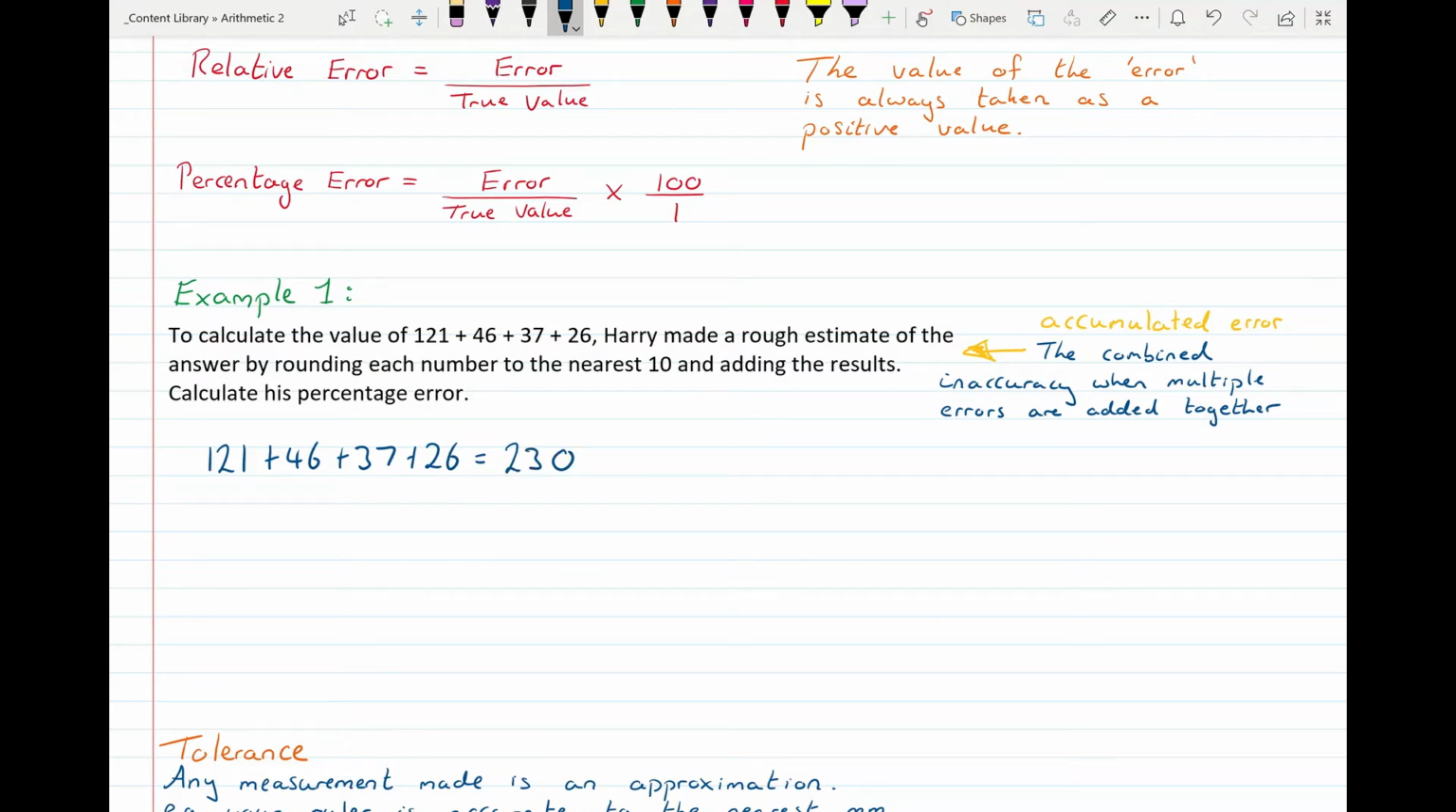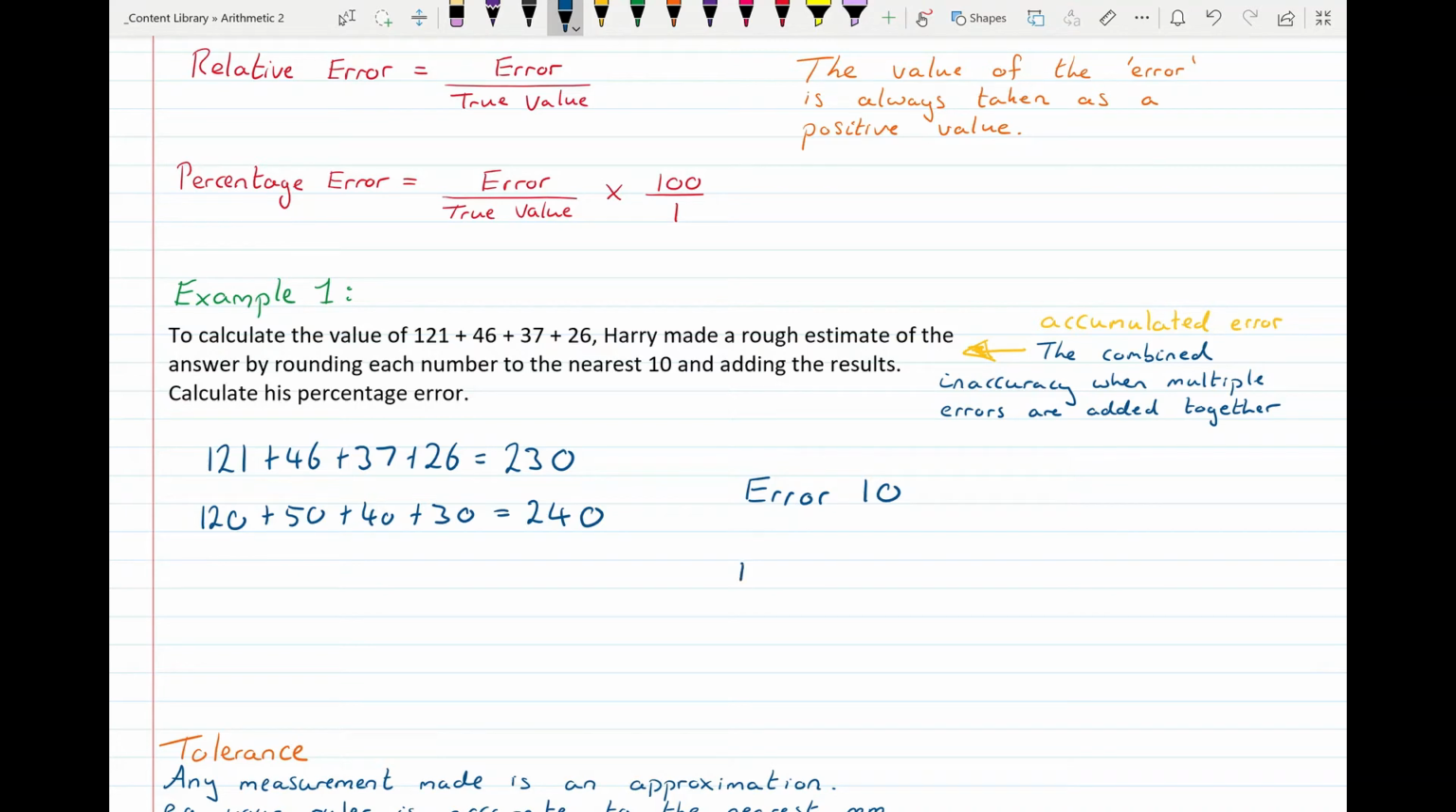Now Harry estimated it to the nearest 10. So he would have added 120 and 50 and 40 and 30, and when he added them all up he got 240. So we can see that his error is the difference between these two numbers, so his error is going to be 10, and we want to find his percentage error.